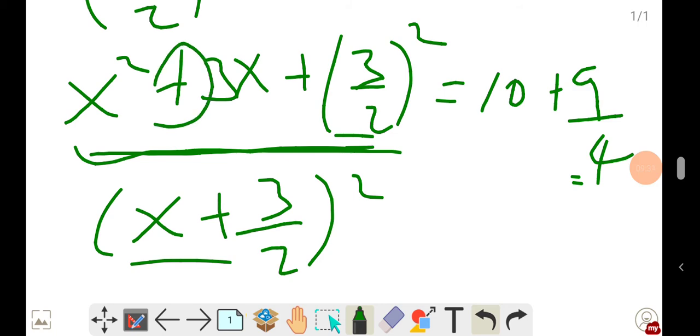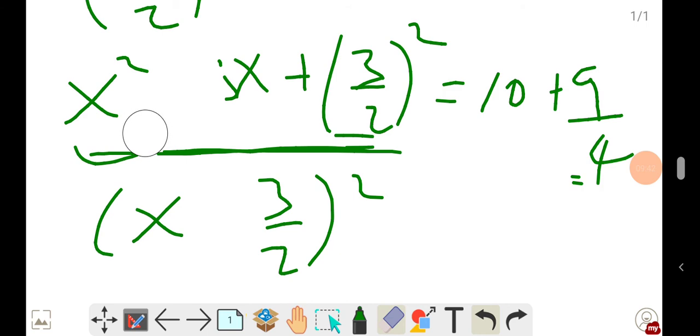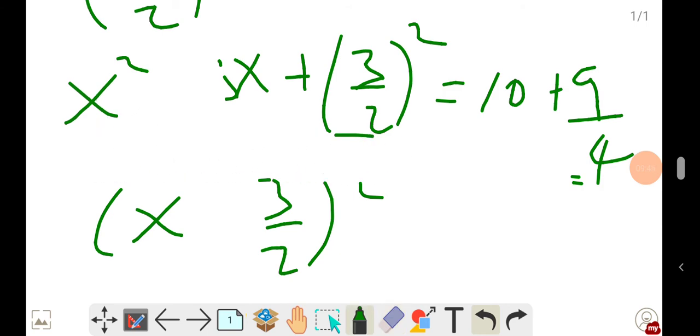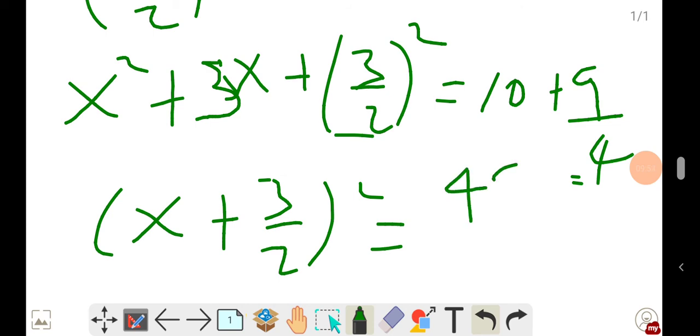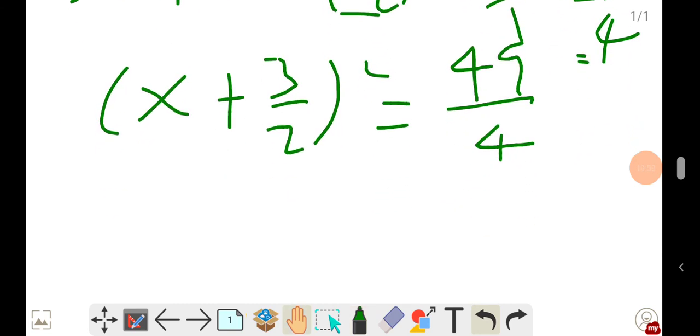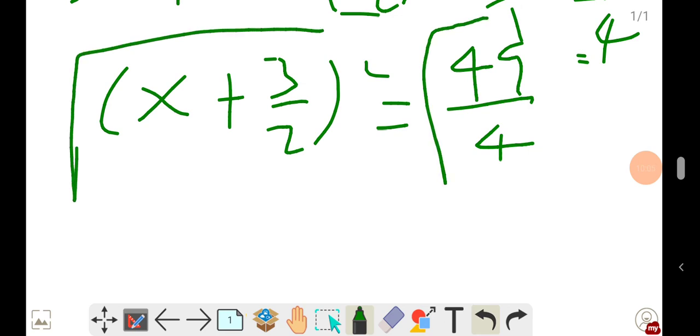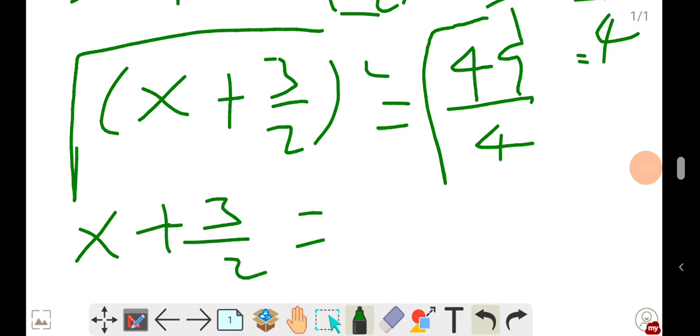If there is a plus here, you will take plus; if this one is minus, this will be minus. So here plus, which is equal to, when you add the two, 49 over 4. You can add and check it by crisscross or whatever method you can use. Then put both sides in square root, because our objective is to get x. When you put both sides in the square root, the outcome will be x plus 3 over 2 is equal to plus or minus 7 over 2.